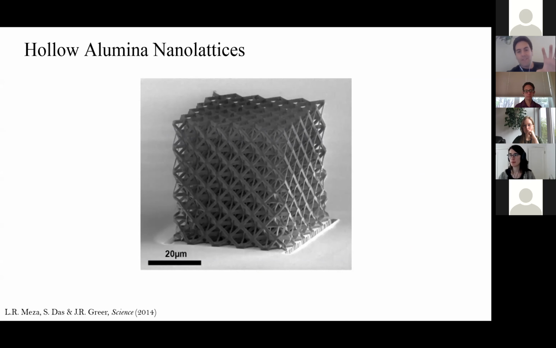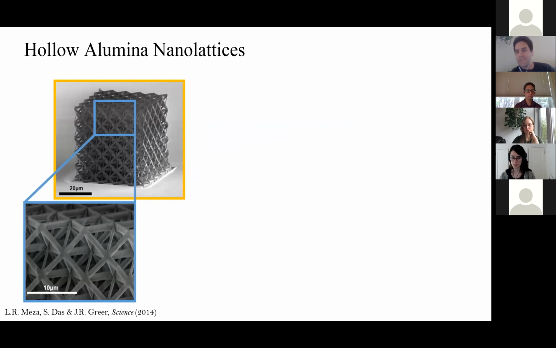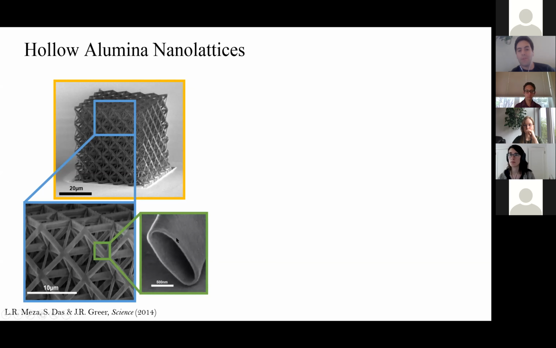So the end result now is we have some structure. So this is a hollow ceramic nanolattice. You can see here the total structure is about 50 microns across, which as a reference, remember, is about the thickness of a piece of hair, depending on the person. The unit cells of these are 3 to 10 microns, and then these are hollow tubes with the wall thickness all the way down between 10 to 100 nanometers thick. And we have a control over that.